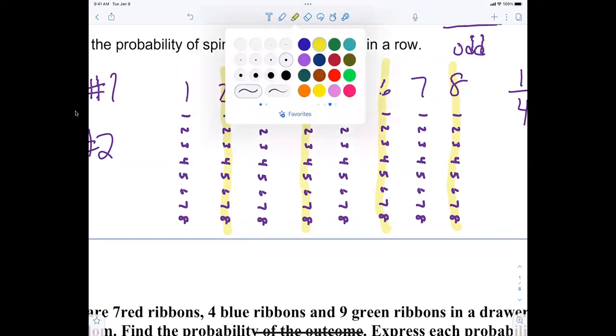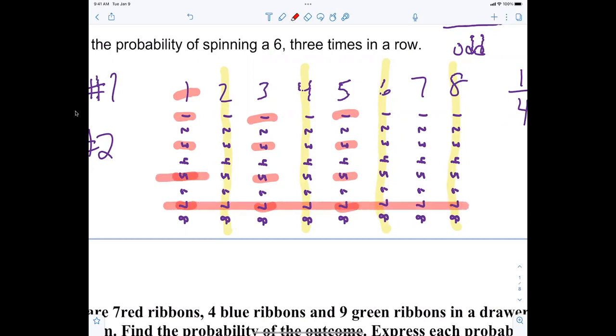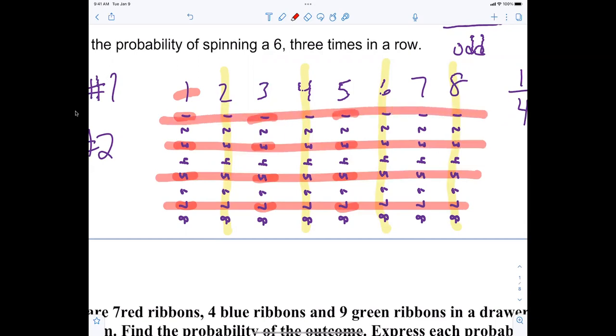So now I'm going to come over here and say odd, odd. That one's out. Do we agree? That one's out. That one's out. That one's out. Does everybody agree? Odd, these are out. These are out. And actually, I could just save myself some time and just do that. Does everybody agree? All of those are out. Now, how many total possibilities were there? 64. And now I'm going to count how many successes there were.